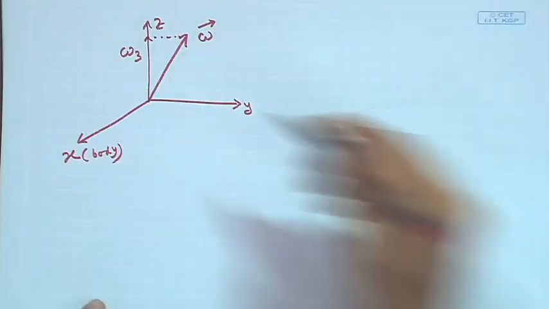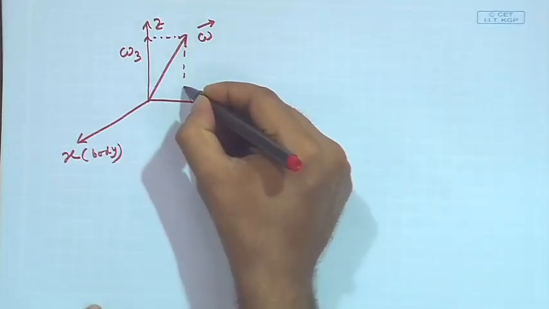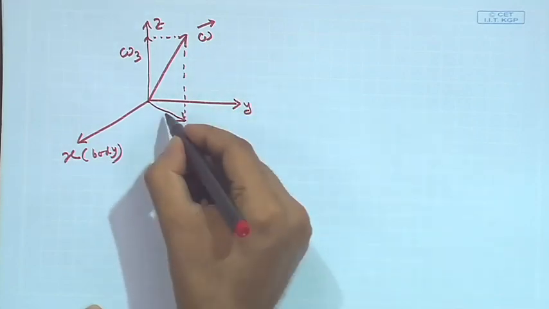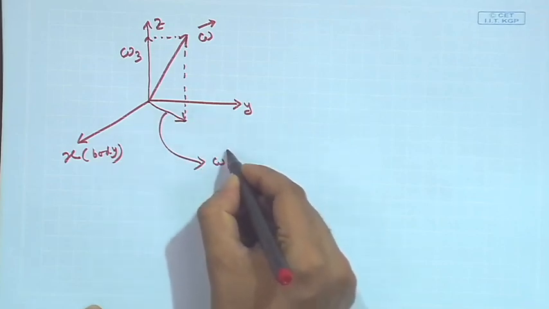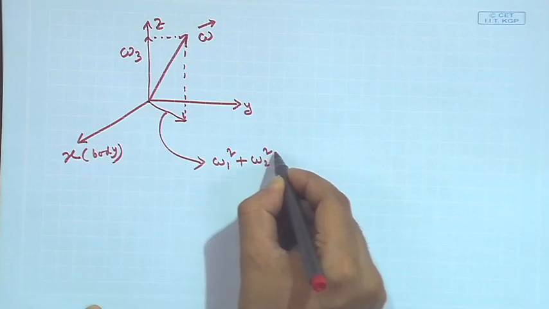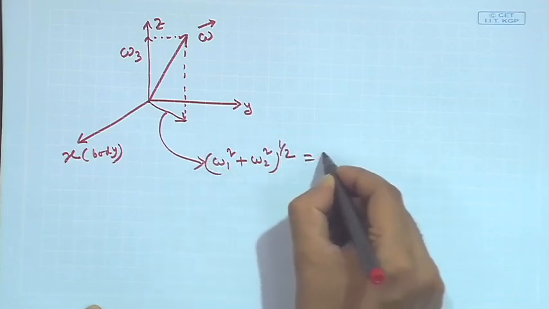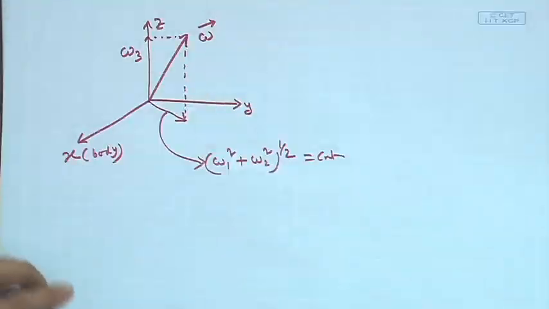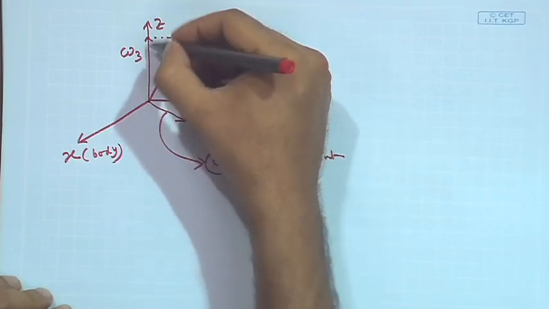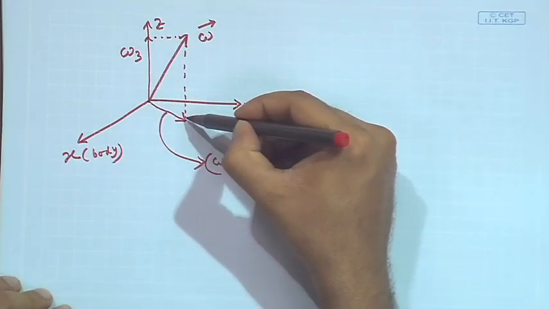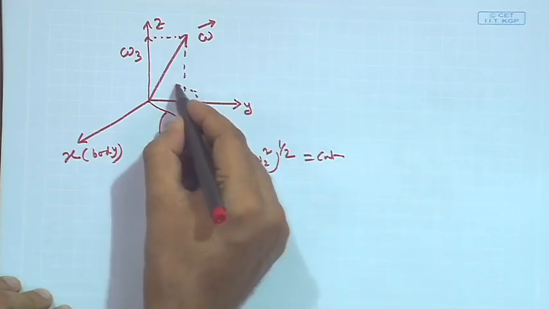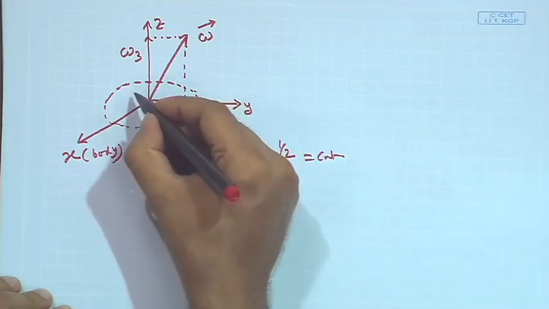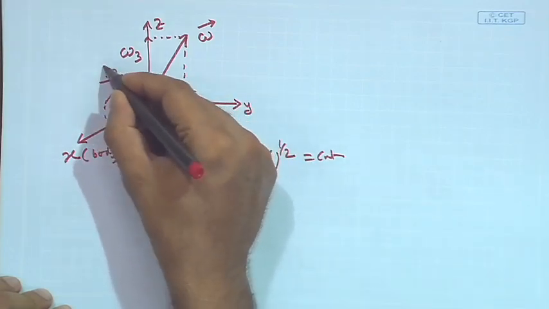Okay, so if I take the projection of this angular velocity in my xy plane, the magnitude of this will be omega 1 squared plus omega 2 squared, whole to the power half, which is also a constant. And this means this whole thing is rotating around the body z axis with an angular velocity of capital omega. So, this is rotating keeping the same magnitude with the angular velocity of capital omega.